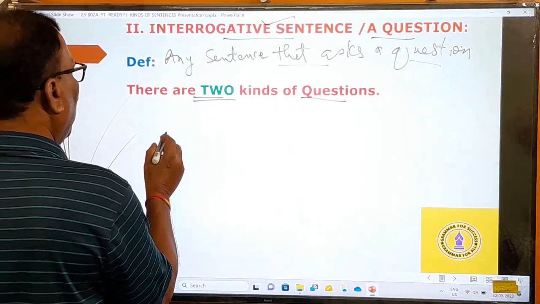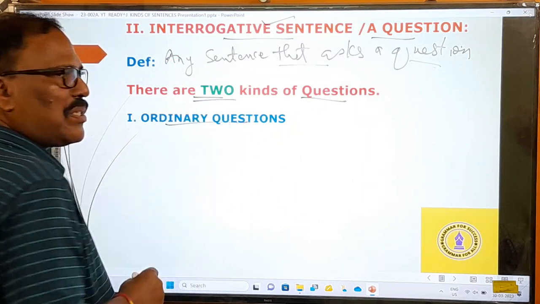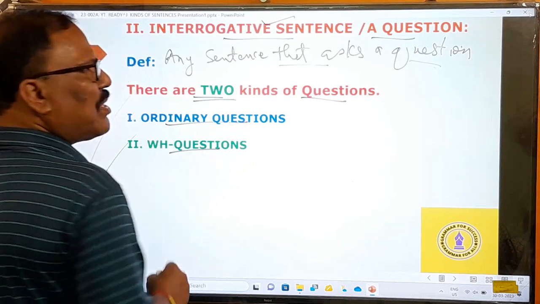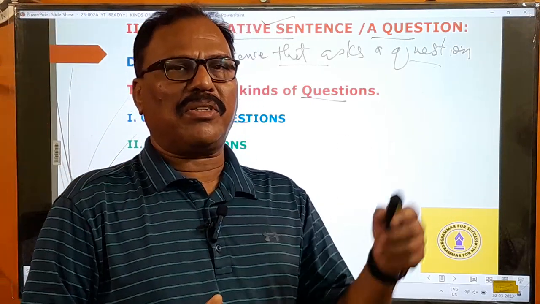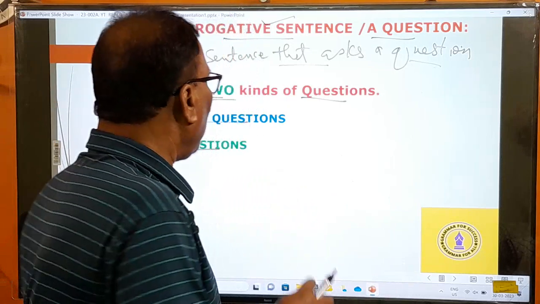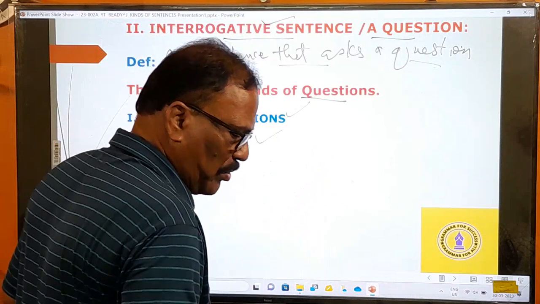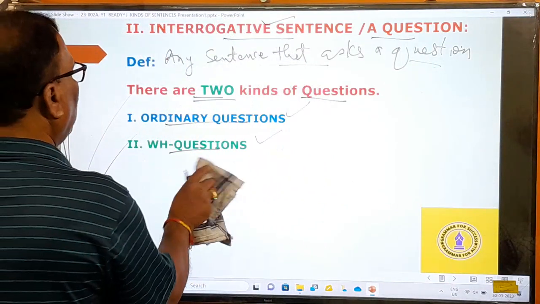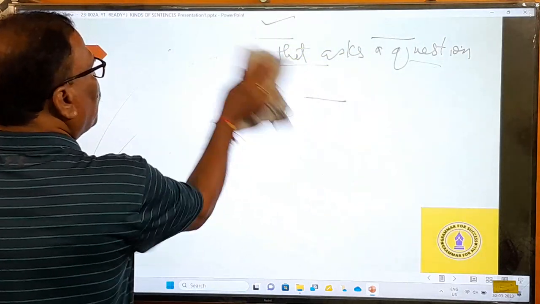What are they? Number one, ordinary questions, right? And then the WH questions. We have only two kinds of questions, ordinary questions and WH questions. And what are these ordinary questions and what are these WH questions? We are going to see a little bit elaborately. Now I'll talk to you about ordinary questions. Now let's go to the next slide.